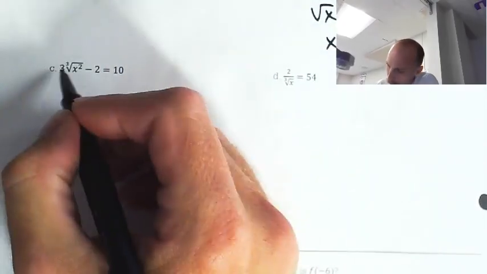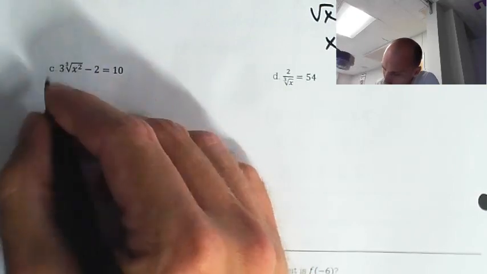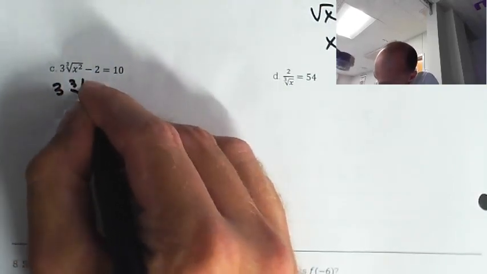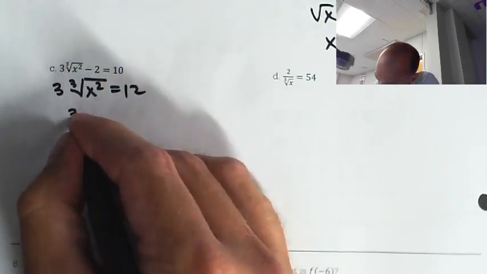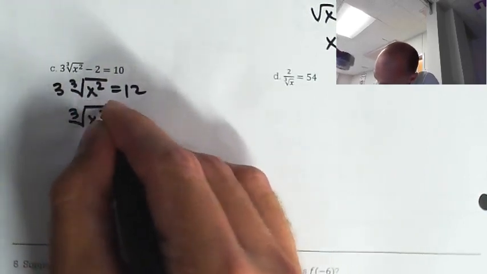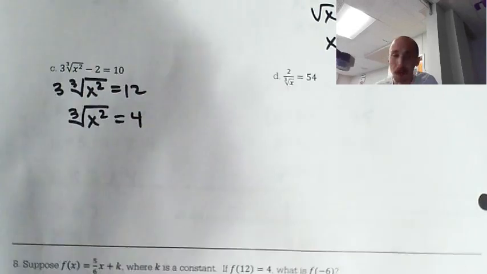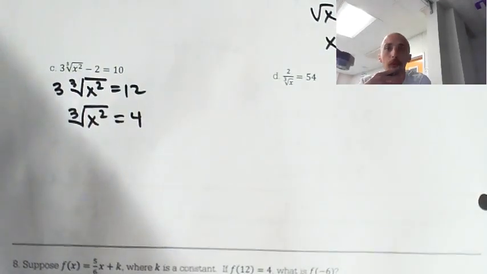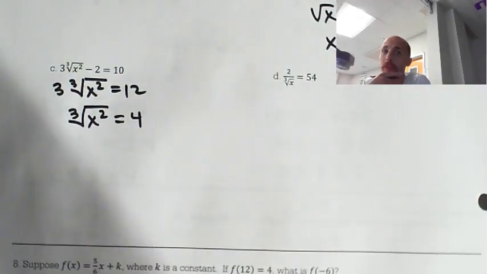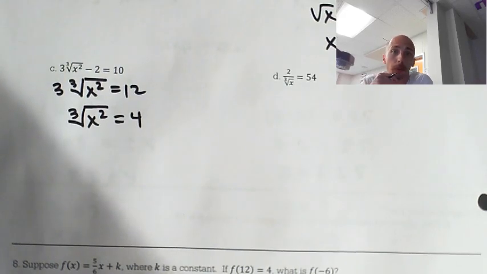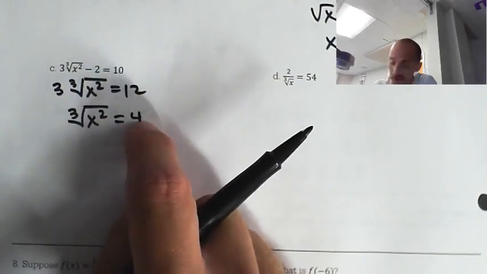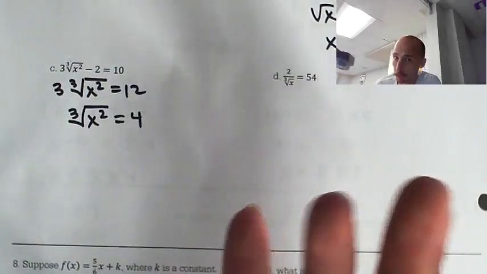Over here, 3 cube roots of x squared minus 2 equals 10. 3 cube roots of x squared equals 12. Divide both sides by 4. Cube root of x squared is equal to 4. Now at this point, I think these numbers are manageable regardless. I do need you to know in this class that 4 to the third is equal to 64. And I also need you to know the square root of 64. But if you wanted to, you could take the square root of the 4 first and then cube that. You're going to get 8 no matter what.